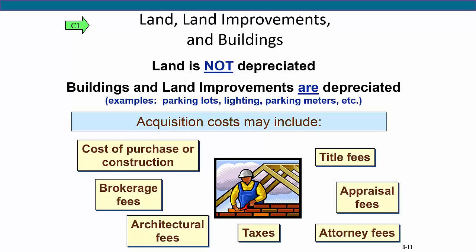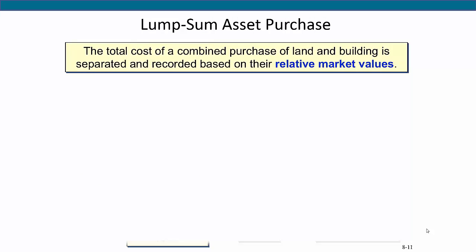Unlike land, building and land improvements do have a limited life and therefore they are depreciated. Land improvements are things attached to the land. Think of all the things on the land around you as you go to school, work, or run errands. Examples are parking lot surfaces, driveways, walkways, fences, landscaping, and sprinkling and lighting systems. Because the cost of all of these improvements increases the usefulness of the land, they are charged to a separate land improvement account so that their costs can be allocated to the periods they benefit.